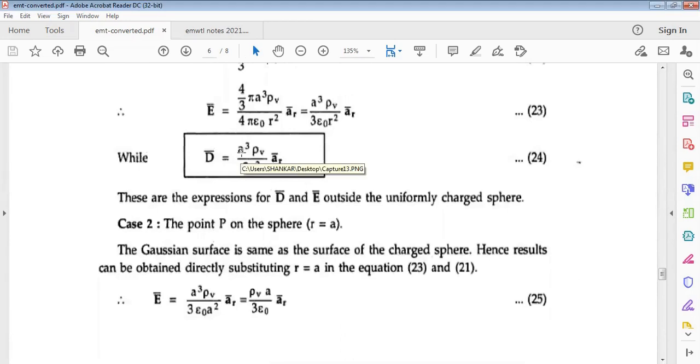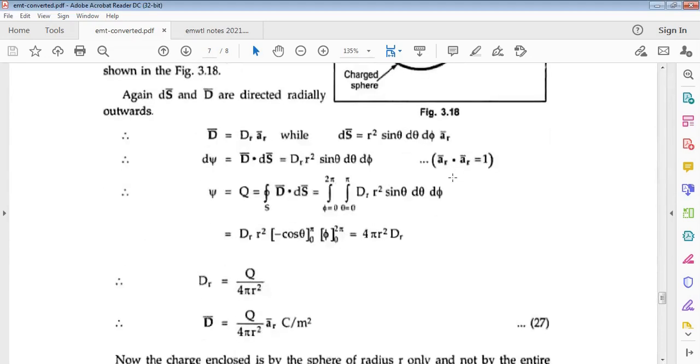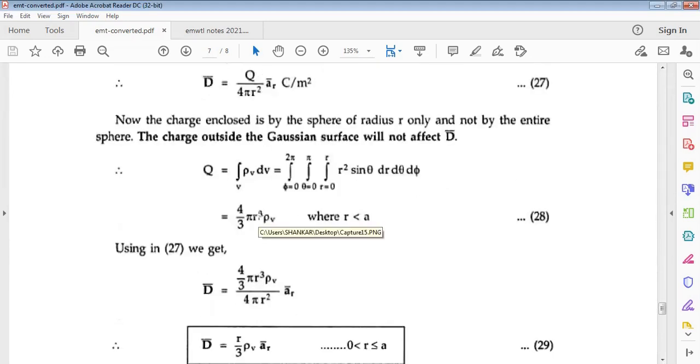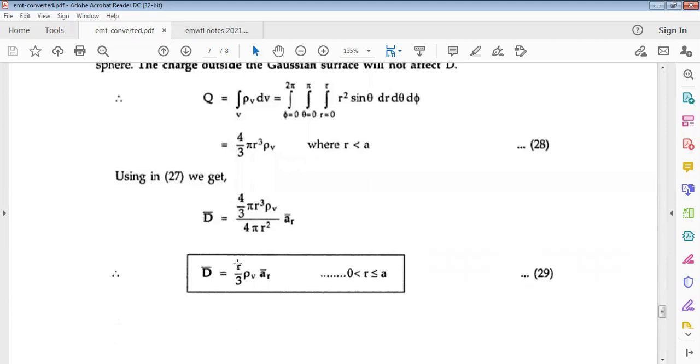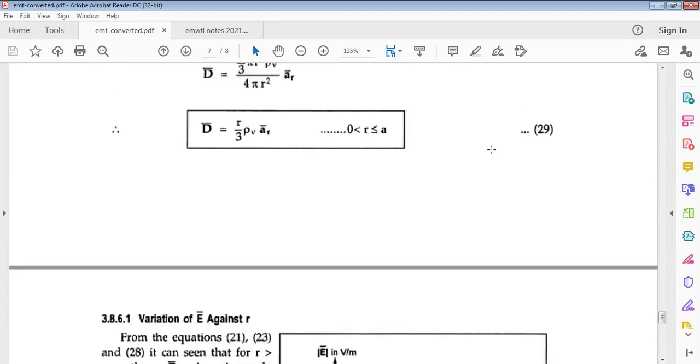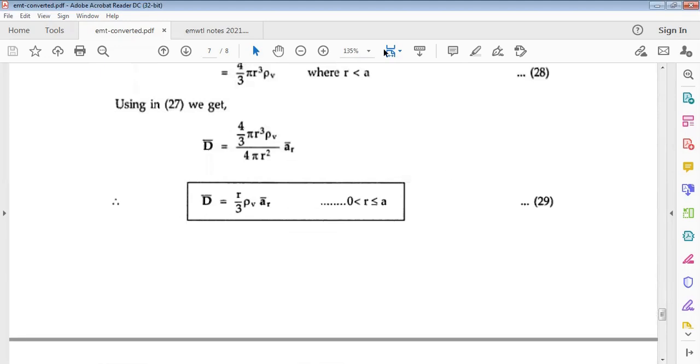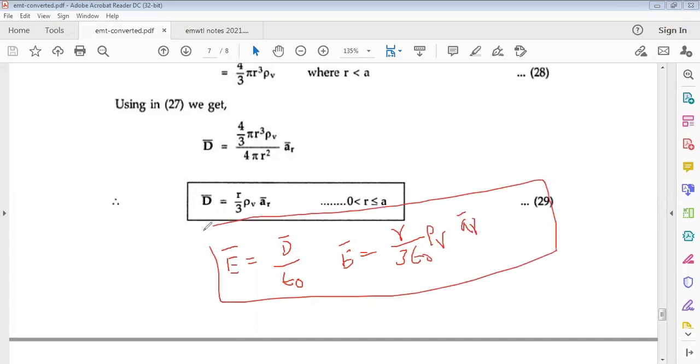In the previous case, D bar is equal to a cube by r square, because it gets cancelled. Here we get only 4 by 3 pi r cube; the r square gets cancelled and we have the remaining r. E bar is equal to D bar by epsilon naught. So we get E bar as r by 3 epsilon naught rho v a r bar, which is the E bar in the third case.